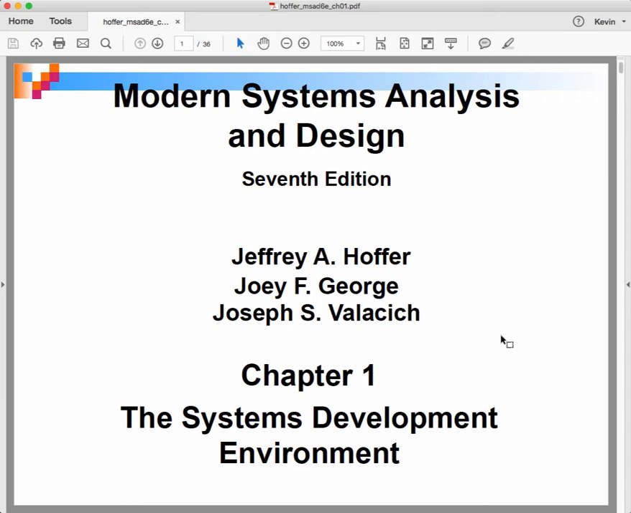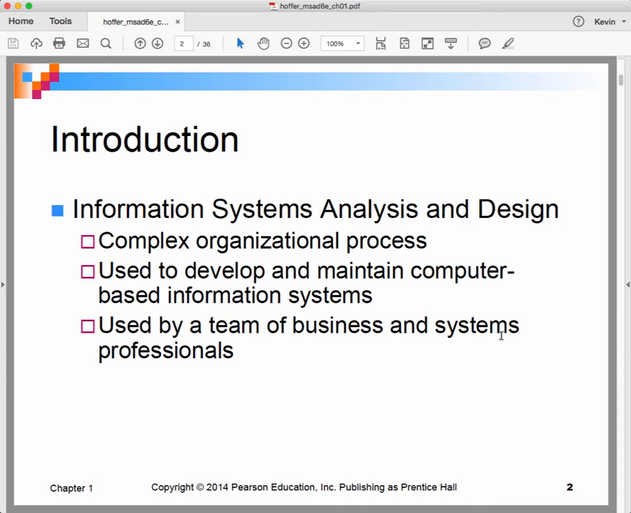And Chapter 1 is entitled The Systems Development Environment. So here we're trying to get a formal idea of what we mean by systems analysis and design. This is a text on systems analysis and design, and we spend most of our time on the systems analysis part and just a little bit on the design.